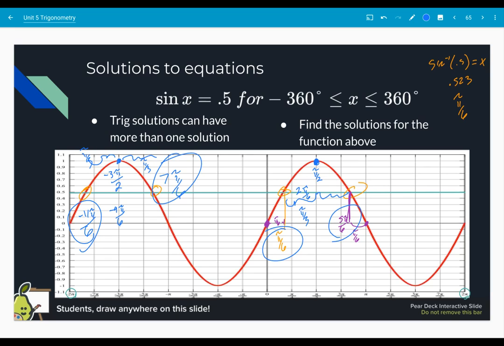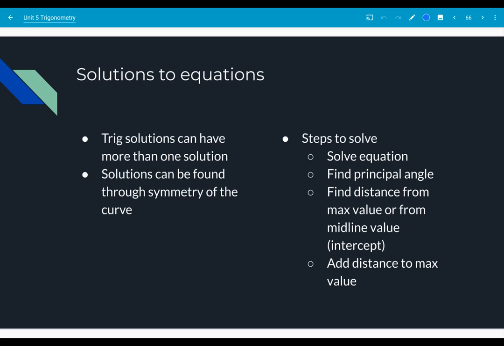And we can look at this on graphing software like Desmos to prove that we're right. I don't mind if you use Desmos to help you understand problems, but you need to make sure you can do the math. Don't just use Desmos, trace, find the answers, and move on. Make sure you know how to do the math. Okay. So as we just saw, trig solutions can have more than one, and they're found through the symmetry of the curve. So if you need some steps to follow, these are the steps you can follow written out, so you don't have to keep rewinding to listen to what I just babbled on about.